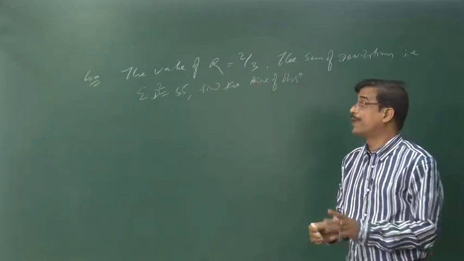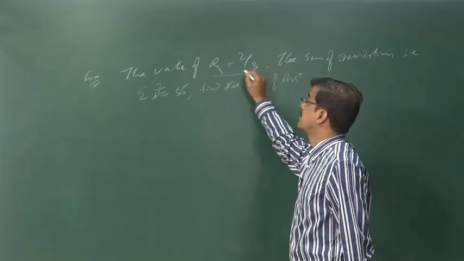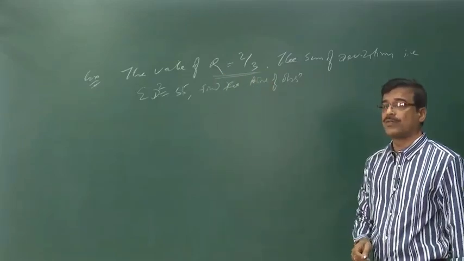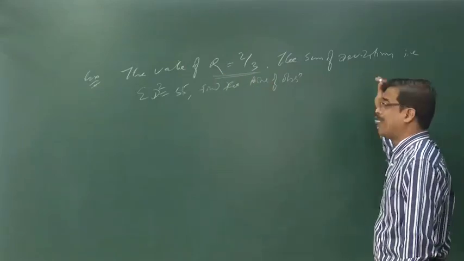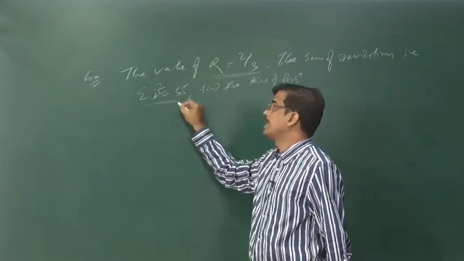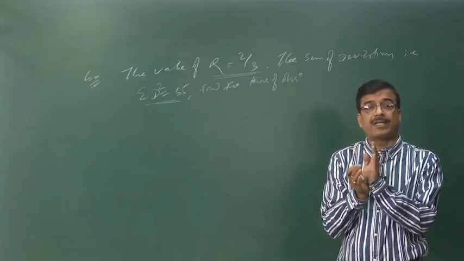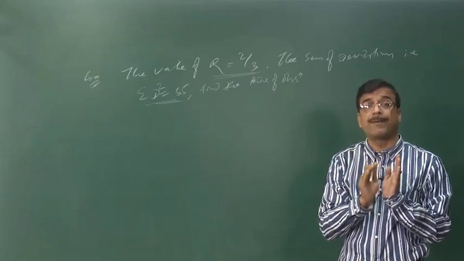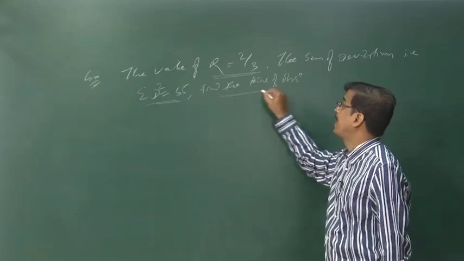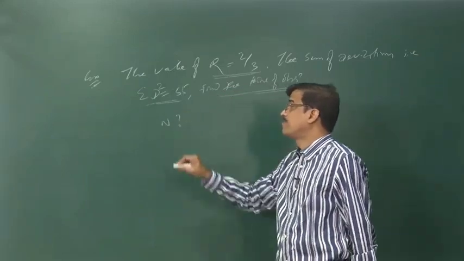Here we take one example where the value of the rank correlation is given as 2/3. The sum of the squares of the deviation of the rank, that is the sum d², is given as 55. Now you have to calculate the number of pairs of observation, that means your target is calculating the value of n.